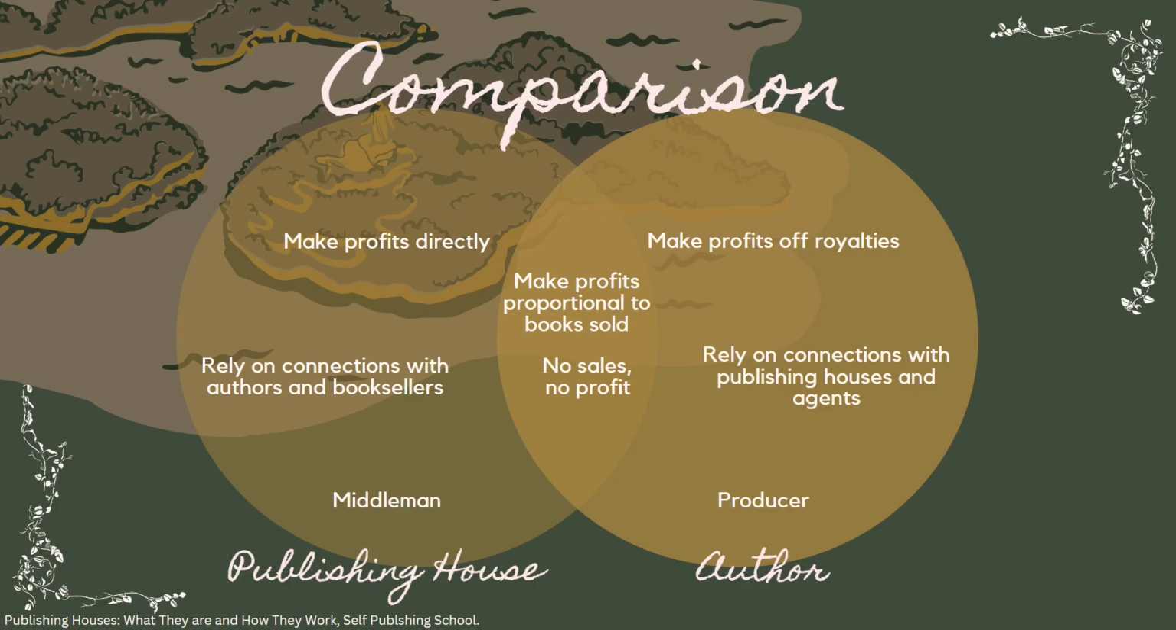They rely on connections with publishing houses and agents, and because they rely on each other to make money, it only makes sense that both publishing houses and authors would have some financial similarities. They both make their profits proportional to the amount of books sold and don't make any profit if no books are sold.